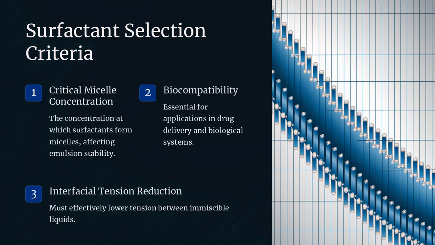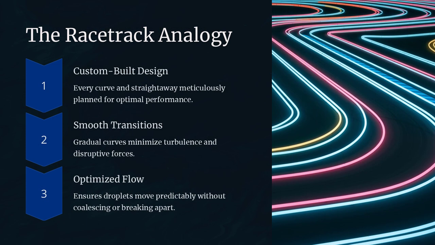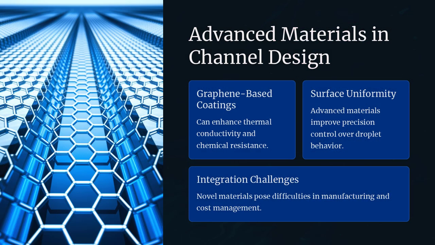When streams of immiscible fluids converge within a microfluidic channel, the process of droplet formation begins in earnest, much like traffic merging at a busy intersection. In these tiny channels, the delicate balance between fluid velocities, viscosities, and the specific design of the junction determines the size, frequency, and uniformity of the droplets that are produced.